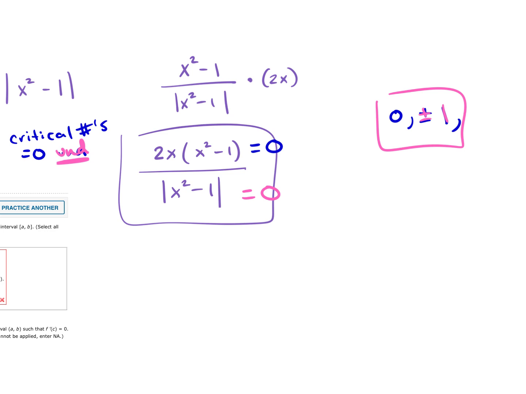Make sure you check your interval when you're listing the critical numbers. If it says the critical numbers from 0 to 5, what would our critical numbers be? 0 and 1. Perfect. So if it gives you an interval and says find the critical numbers from this number to this number, just check your interval. It may not give you an interval for critical numbers. It just might say find all the critical numbers.